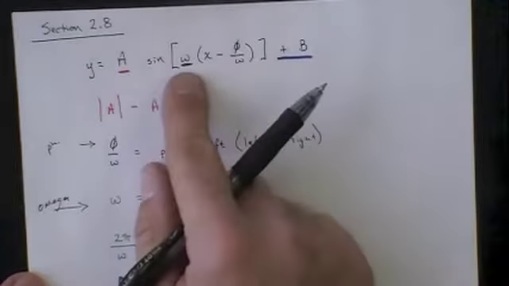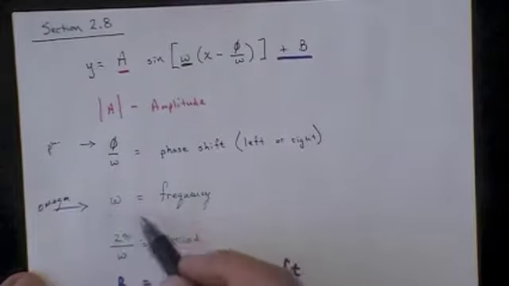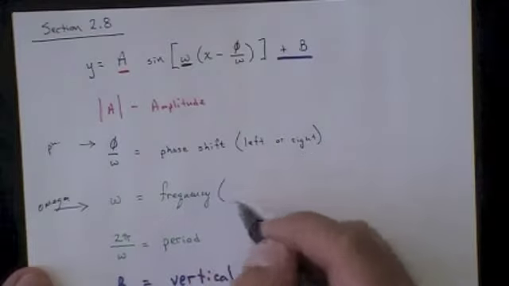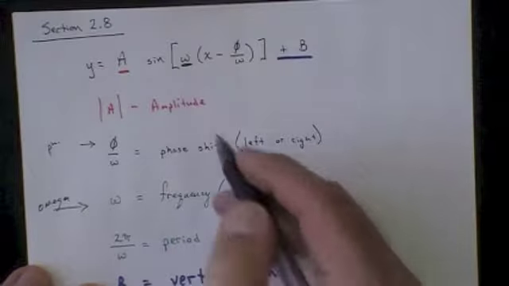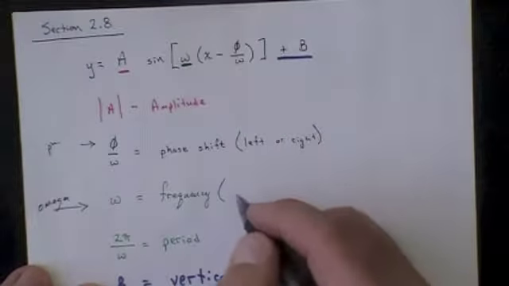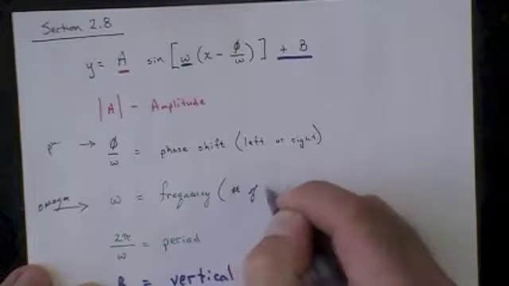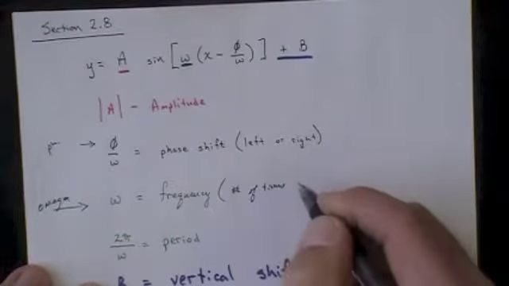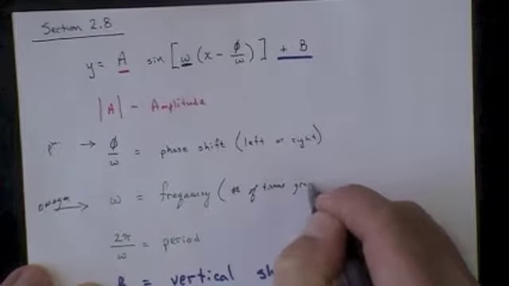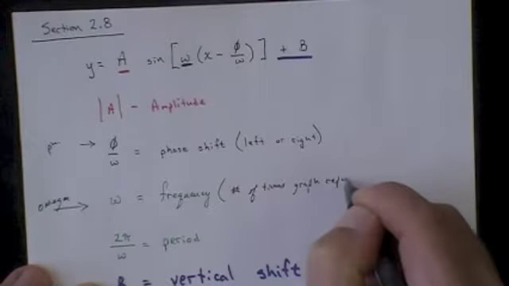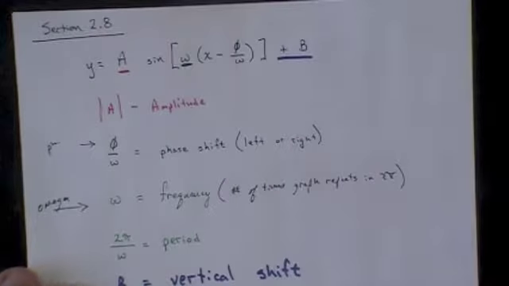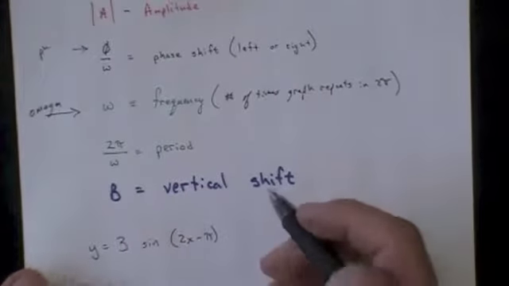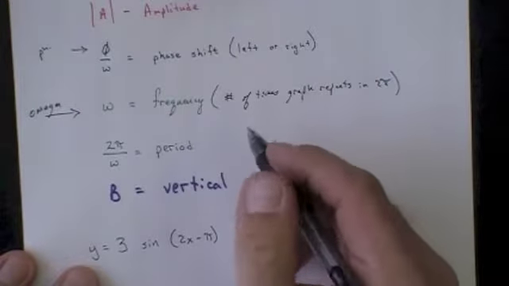Now when we bring this value out, that is going to tell us our frequency. That means we're talking about the number of times the graph repeats in whatever the period might be. If we're talking sine and cosine, that is 2 pi. So we're talking about the number of times the graph repeats in 2 pi. All right, now our period is still going to be the length it takes to make one oscillation.